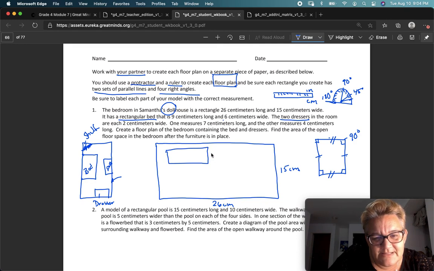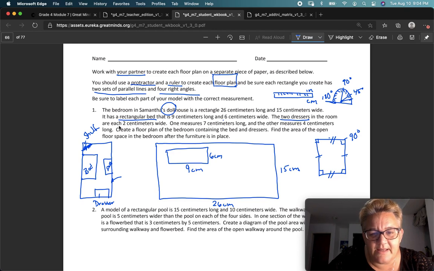All right, so that's 6 centimeters by 9 centimeters. And then it has 2 dressers, but they're not the same size, okay? They're both 2 centimeters wide, but one measures 7 centimeters long. So I'm going to make that one here. 7 centimeters, but it's 2 centimeters wide. I already know that. And the other one is 4 centimeters long. Okay, so I'm going to put that one here. And 2 centimeters wide. You have to read carefully here, don't you?